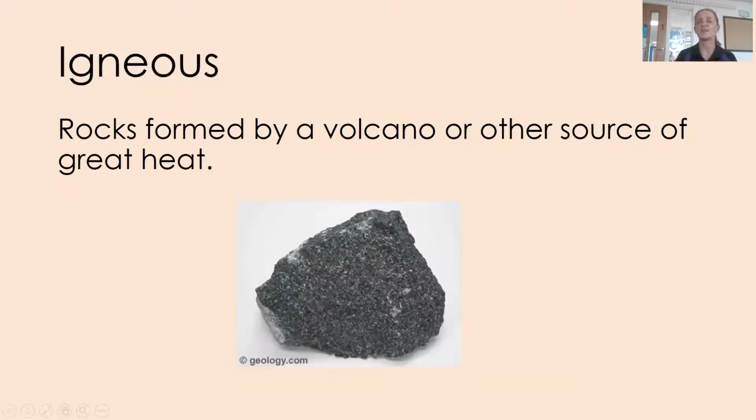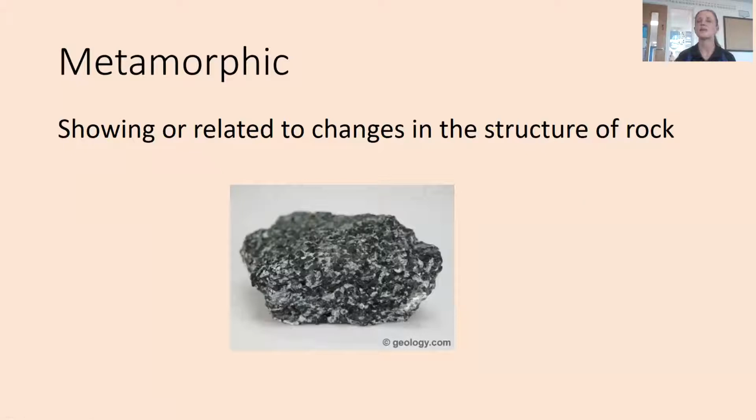The next word is igneous. So igneous rocks. Say the word with me, igneous. Igneous rocks are formed by a volcano or other source of great heat. So the volcano erupts and then the magma comes out and that hardens and it turns into igneous rock, or forms rocks from that. Our next word is metamorphic. Metamorphic is showing or related to changes in the structure of the rock.